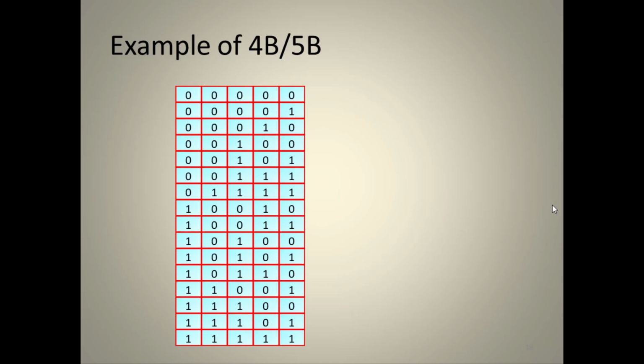The remaining 16 rows can be used to send some signals. For example, if the sender sends all 5 bits as 0, it is quiet, it is not sending anything. If the bits are 0 0 0 0 1, it is idle, that is, it is ready to send or receive data. Then 0 0 1 0 means halt. So various signals can be sent by the remaining combinations.